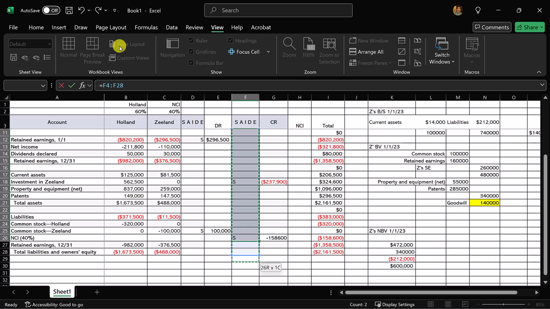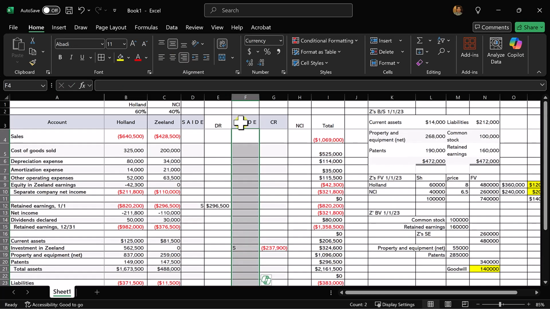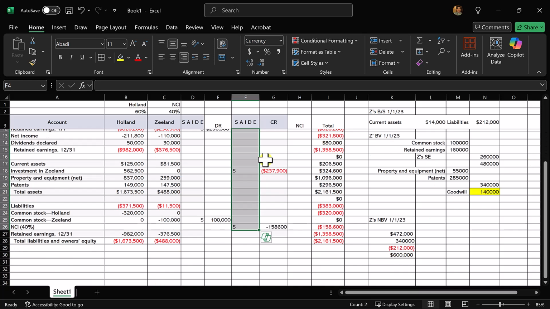Right align. Okay, it's not. I think I'm entering a formula here. Right align. There.